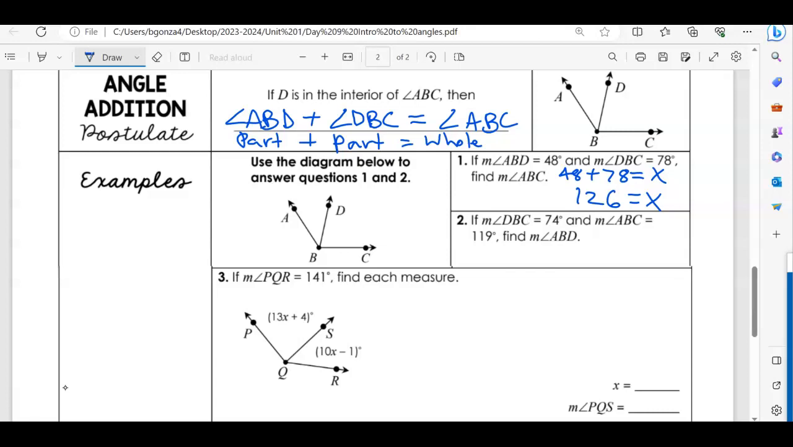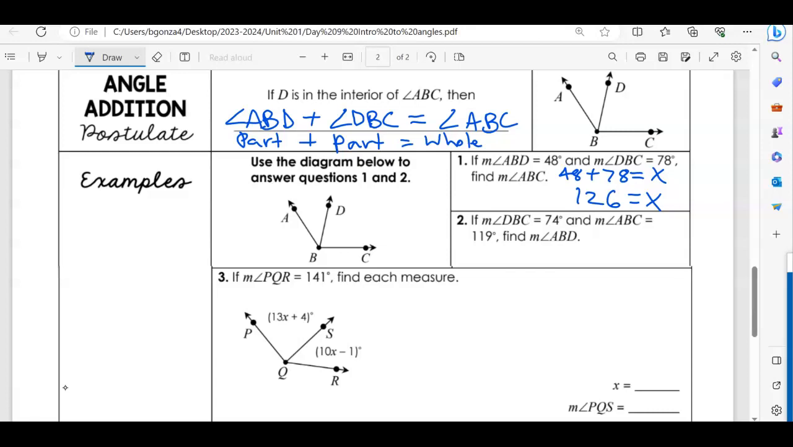All right, so DBC is 74. Now, where is DBC? Is that a part or a whole? The right part. Okay? Now, check this out. ABC is 119. ABC, is that part or whole? That's the whole thing. So instead of giving us both parts, don't assume they're always going to give you the two parts. In this case, they gave you one part and one whole. So when you're doing this, it's going to be a little different.